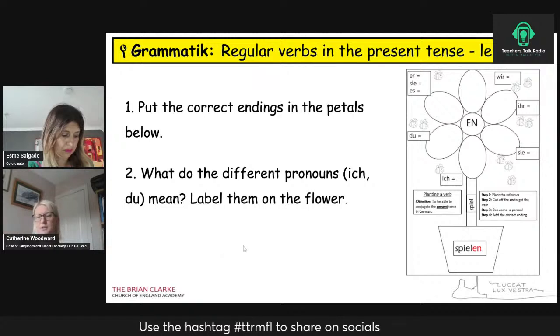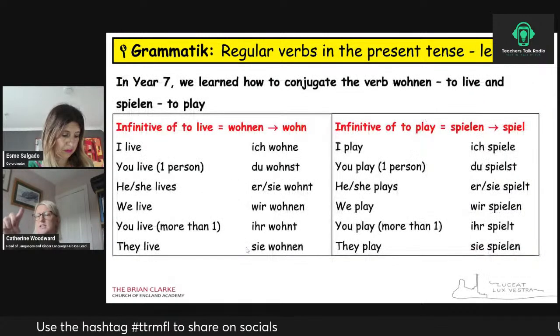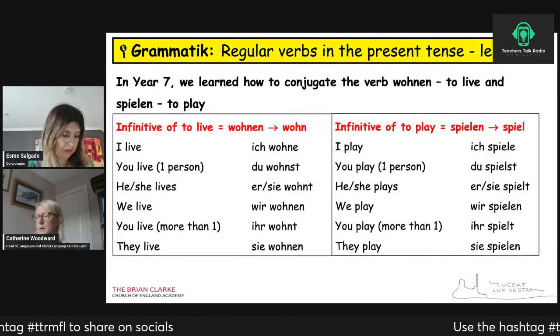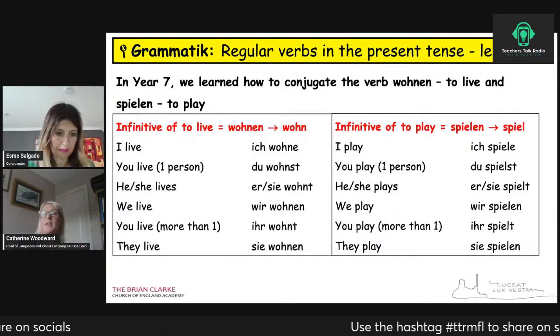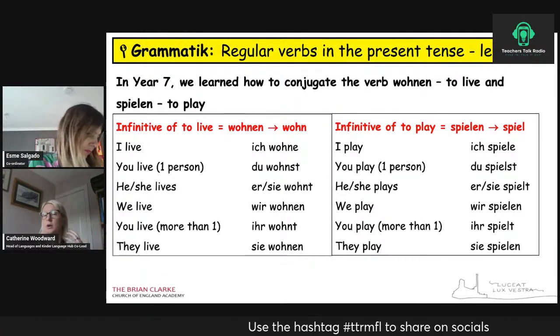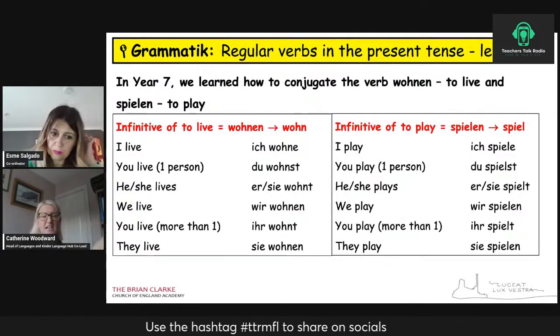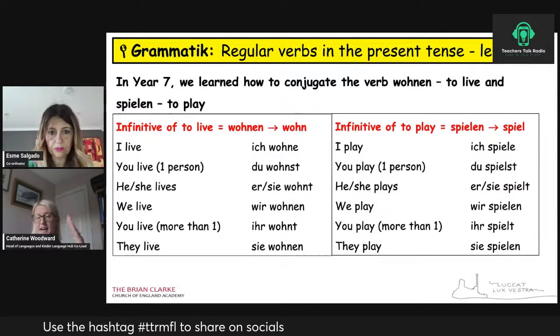So I need my pronouns, and these are my petals. What are my endings? And we put our endings in there. So we link like that. We then link back to prior learning. In year 7, we look at the wohnen and spielen on the next slide, and they will see that. So this is consolidating prior learning.